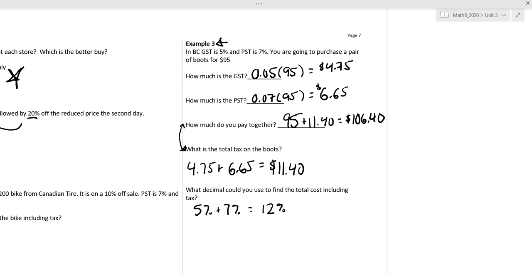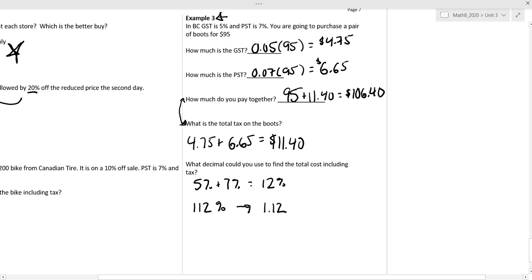Now we can do this one step even faster. You say, hey, we want to also include the price of the boot in this percentage. Well, the boot is 100% of the original price, and we're going to pay another 12% on top of that. So we're going to actually pay altogether 112% for purchasing these boots. So as a decimal, that'd be 112 divided by 100, which is 1.12, the number we really want to use if you want to do this all in one step.